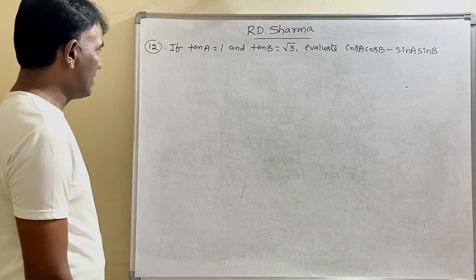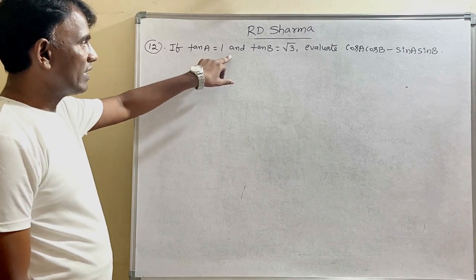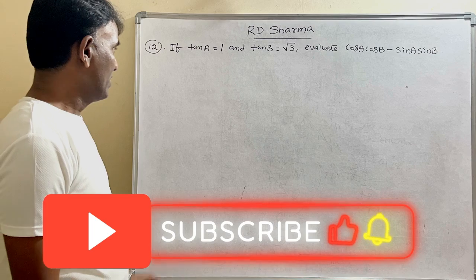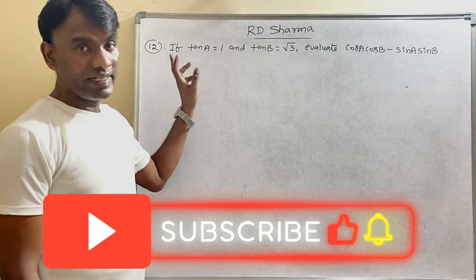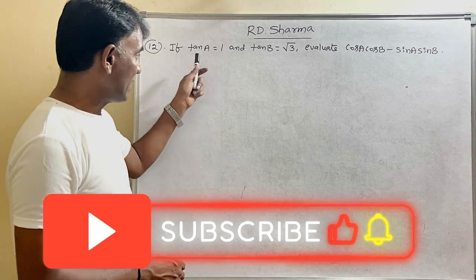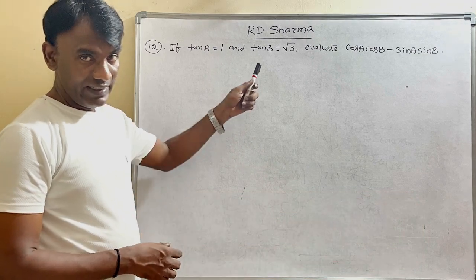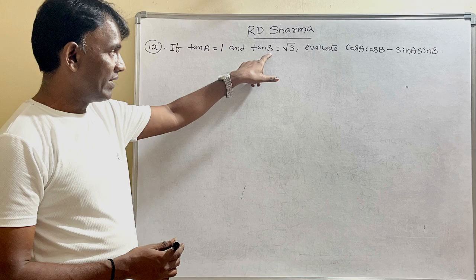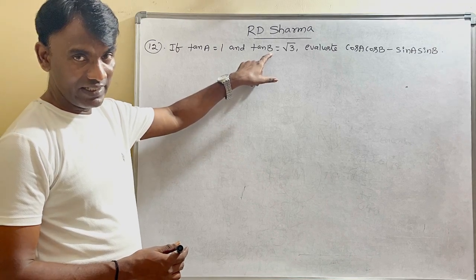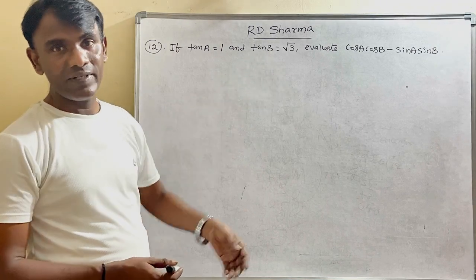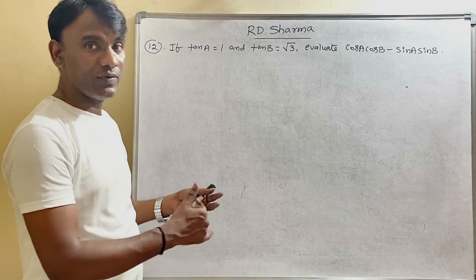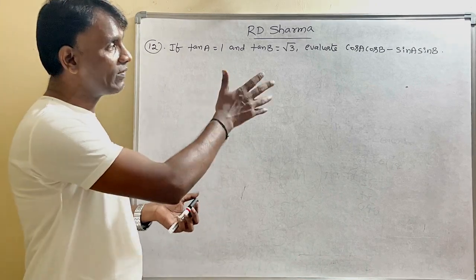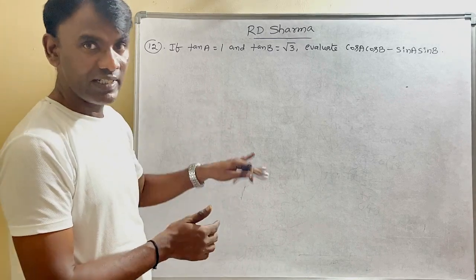Okay, next question. If tan A equal to 1 and tan B equal to root 3, evaluate cos A cos B minus sin A sin B. So we can take two right angle triangles. Why? Because the first value is tan A equal to 1 and here tan B equal to root 3. Here A is an acute angle and B is an acute angle. We'll see. If required, we can take two triangles. Otherwise, if possible, we can take a single triangle and try to simplify that value. So that we will see later.